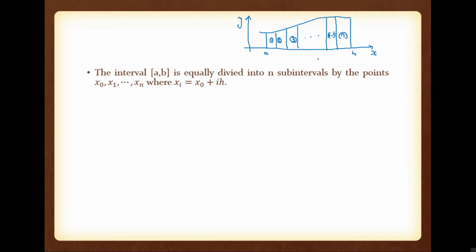If you have n segments, definitely we have n plus 1 points, where the first point is a itself. So this is x0 and the corresponding value is y0. Now this is x1 and the corresponding value is y1. This is x2 and the corresponding value is y2, etc. This is xn minus 1, that is after the n minus 1th segment or before the nth segment, and this is yn minus 1. And the last point b is xn and the corresponding value is yn.